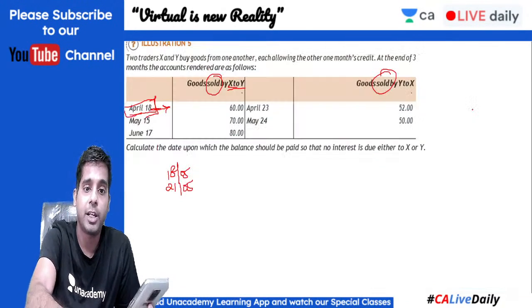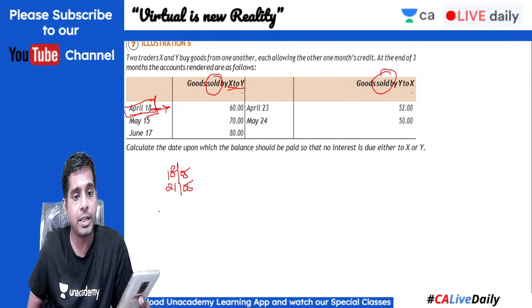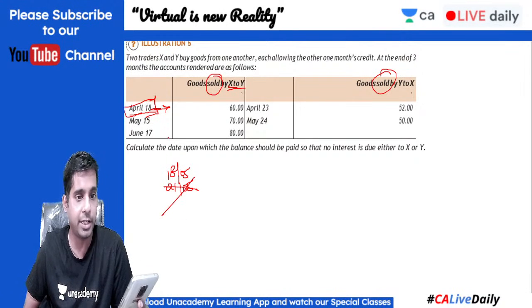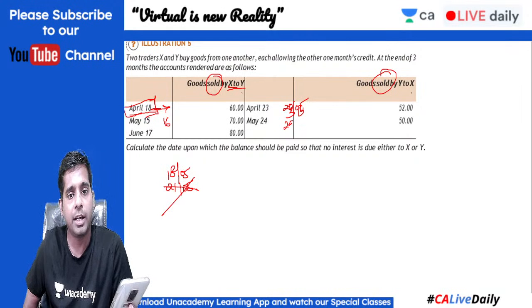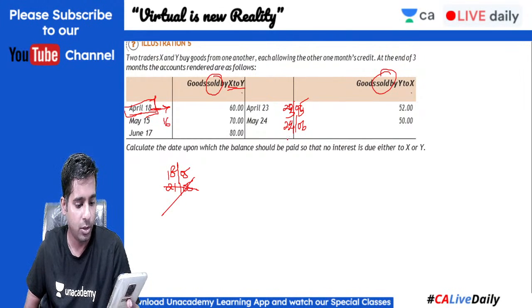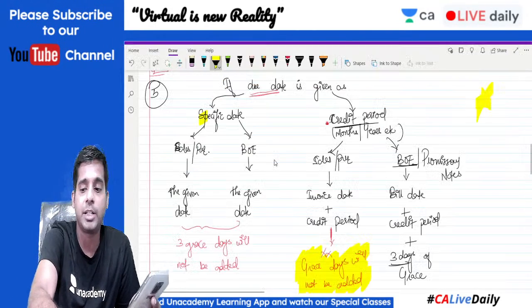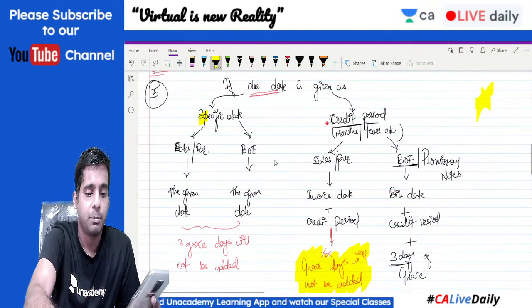Right? Very good. So in this case, 21 May will not be the due date. 18th April plus 1 month, 18th May. 15th May plus 1 month, 16th May. 17th June plus 1 month, 17th July. 23rd April plus 1 month, 24th April. 24th May plus 1 month, 24th June. Is that okay? Okay. So this is a very important chart. Please prepare it.